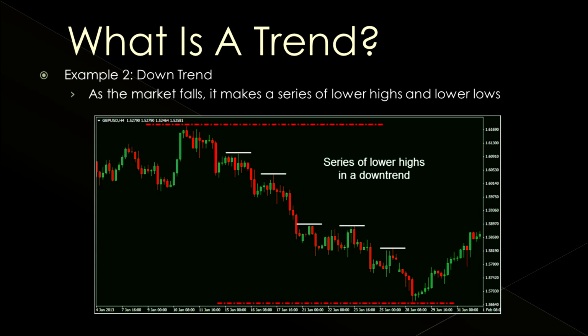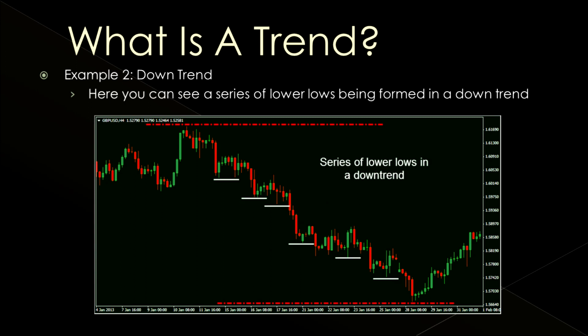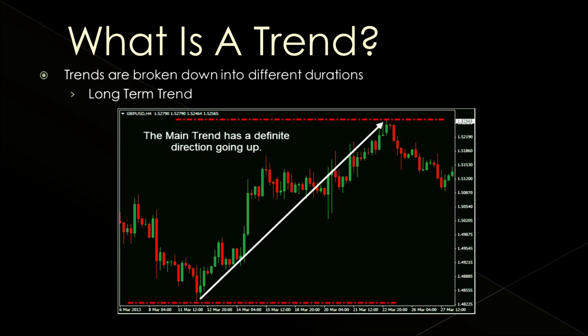Now in a downtrend, as the market falls, it makes a series of lower highs and lower lows. And in this image, you can see a series of lower lows being formed in a downtrend. Trends are broken down into different durations. Here we have a long-term trend. The main trend has a definite direction heading up, as indicated by the white arrow.